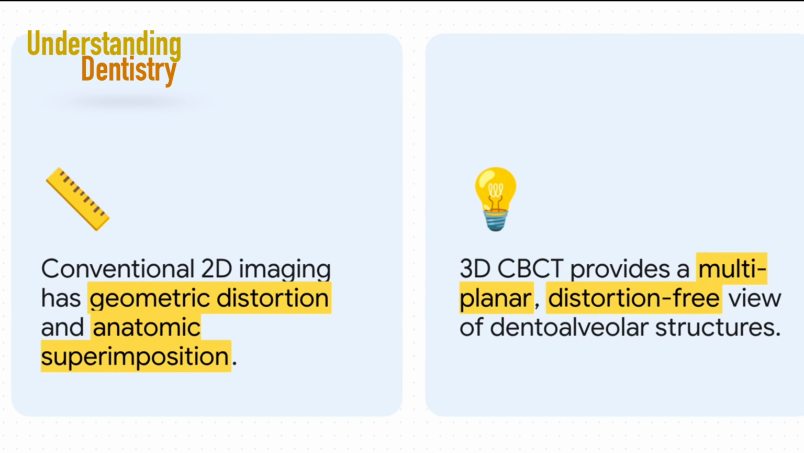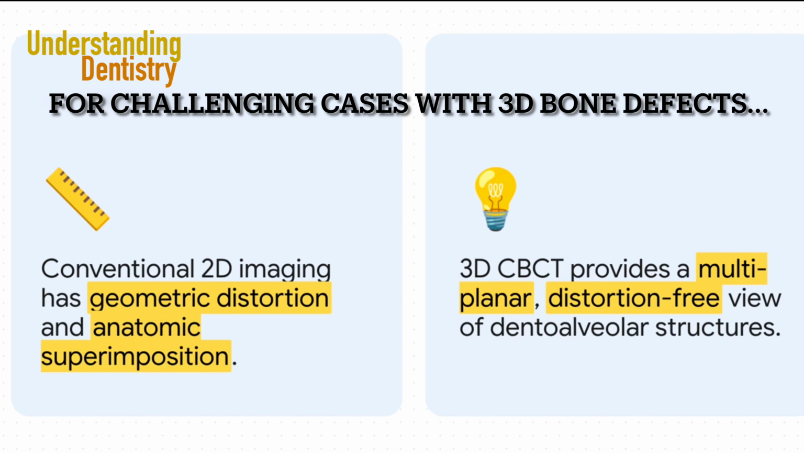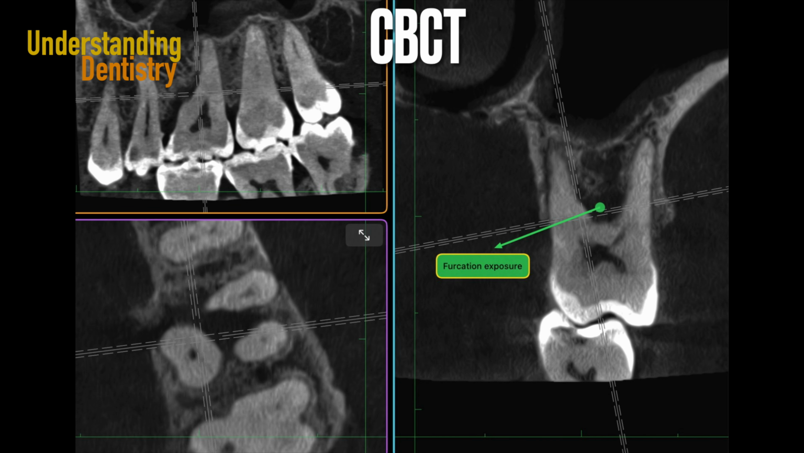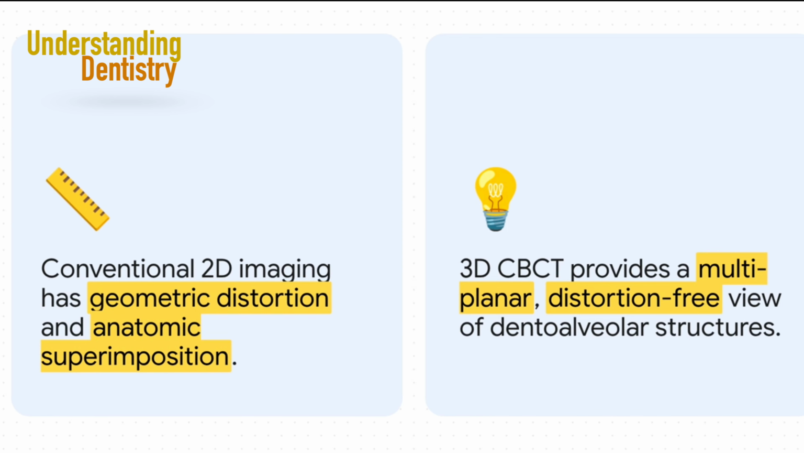You know, our conventional 2D graphs have some pretty serious limitations built right in. They create geometric distortion, and you get all that anatomic superimposition, like when a palatal root completely hides a maxillary furcation. But now with 3D imaging like cone beam CT or CBCT, we get a multiplanar, distortion-free view. It just eliminates so much of the guesswork.